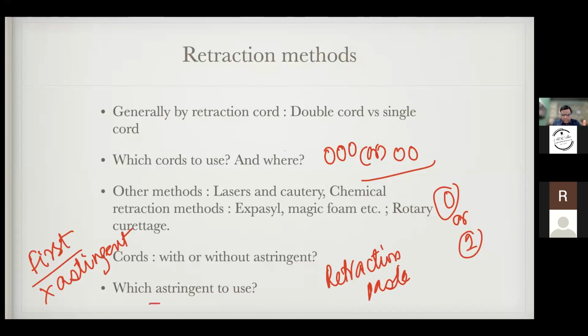Now, when you are using an astringent, which astringent would you use? Ultradent is the most common astringent followed all over the world. What do they call it? The Ultradent?